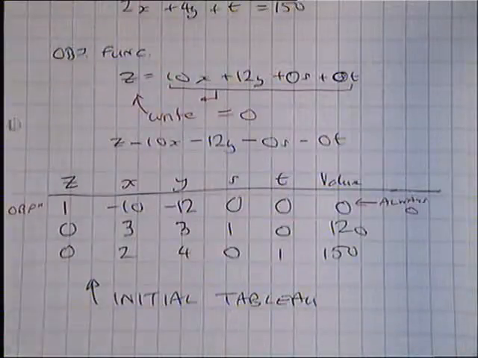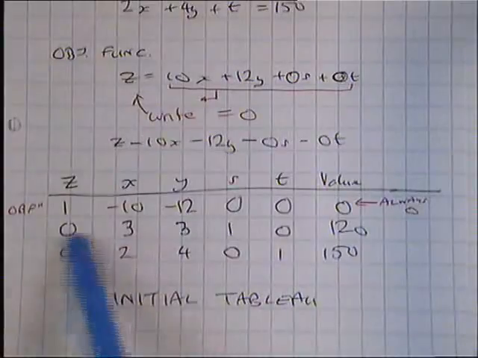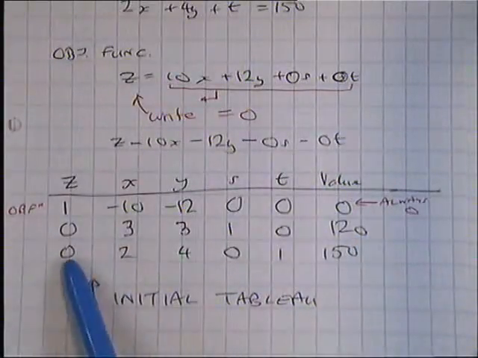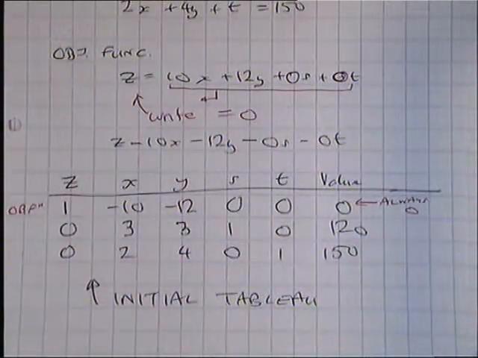All your initial tableaus, the top row will always be linked to the objective function, the second row to your second constraint, the next row to your third constraint. If you had another constraint, you would have another row. What would have happened if I'd had three constraints? As well as having another row, what else would I have had to have had? Another slack variable. Yeah, I'd have had to introduce u. For that third constraint would have had to have a slack variable.